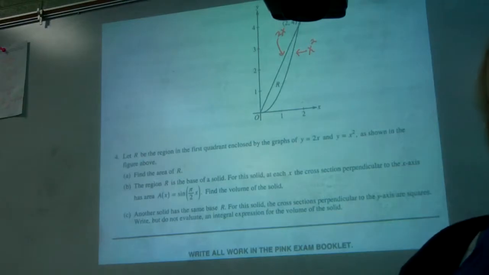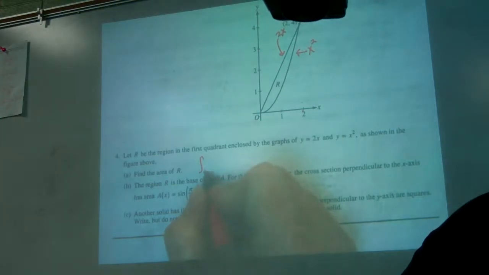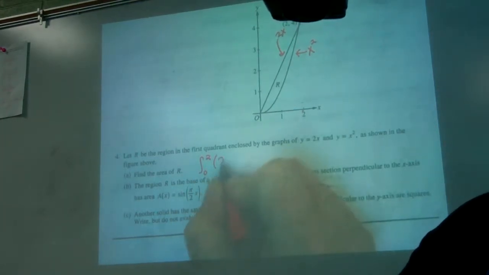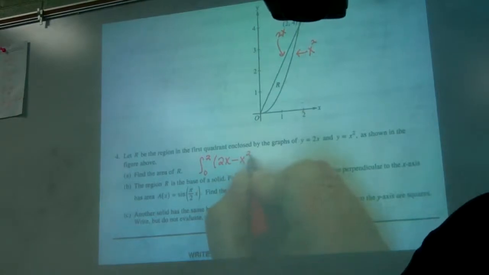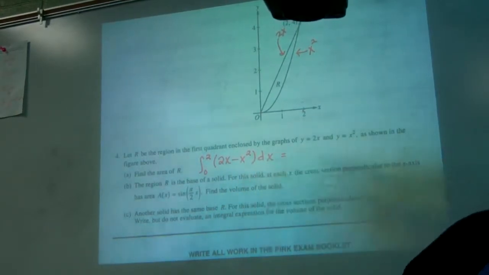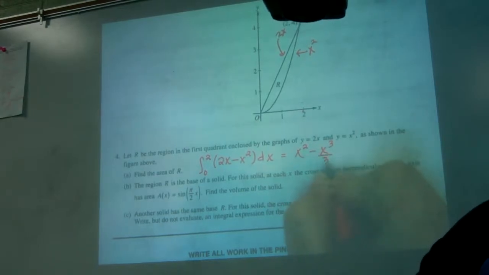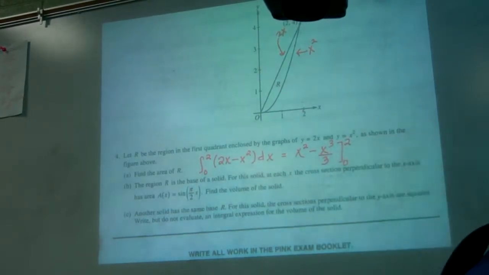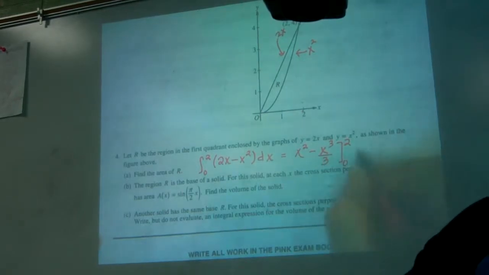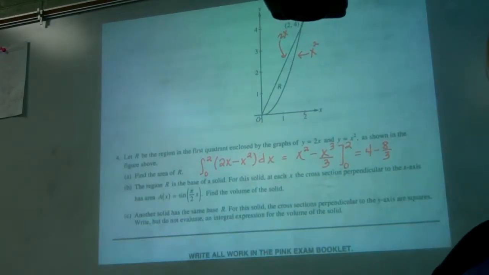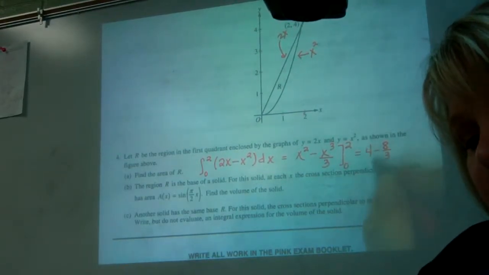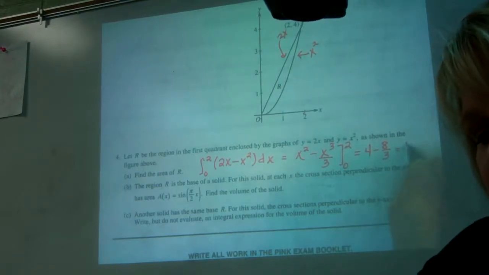So if we set that up, we would go from 0 to 2, and we would do top curve minus bottom curve. So if I integrate that, I get 2x squared over 2, or just x squared, minus x cubed over 3 from 0 to 2. So 4 minus 8/3, and we don't have to, again, worry about the 0. So that would be 12/3 minus 8/3, so 4/3.